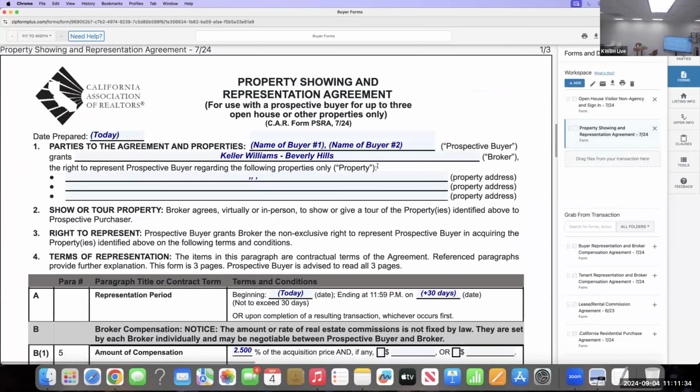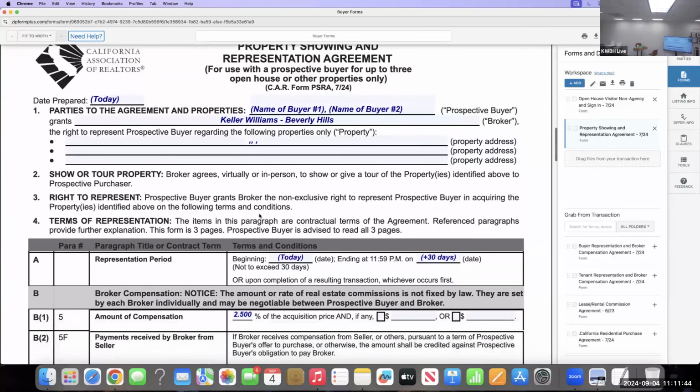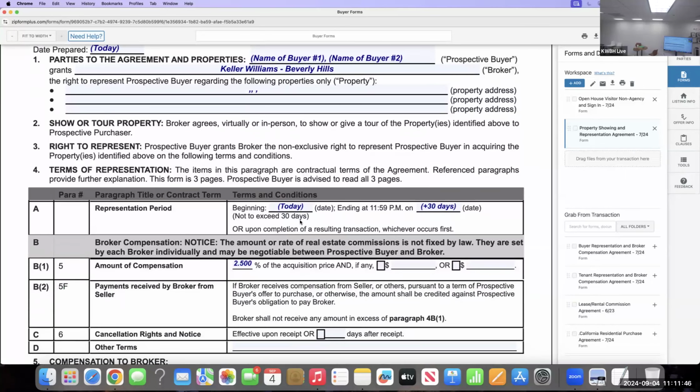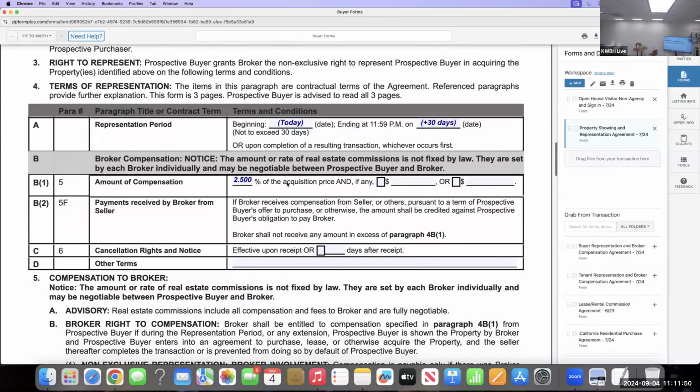You will print a couple of these and bring them. So you're gonna leave the buyer name part blank. You will put your property address here, whatever that is. This is only good for 30 days. So beginning today, not to exceed 30 days. You'll put a commission amount in there.